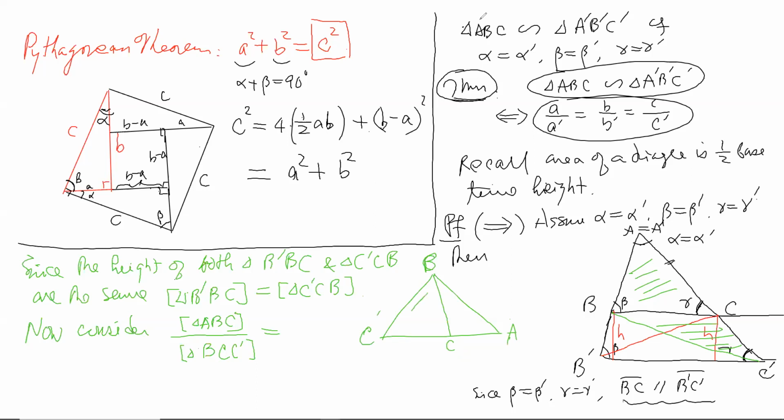Now, if you find the ratio of the areas of these two triangles, can anyone tell? It's AC over CC prime. That's right, because these two triangles share the same altitude, H. Then the area on the left-hand side is 1/2 of CC prime times H, and the other is 1/2 of AC times H. If you take the ratio of these two, it's just the ratio of these two sides.